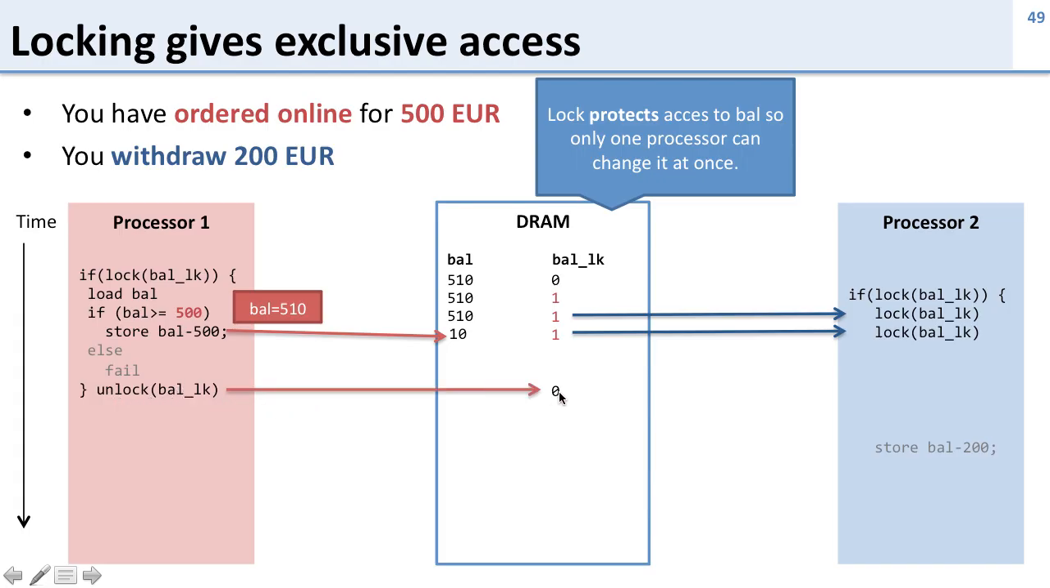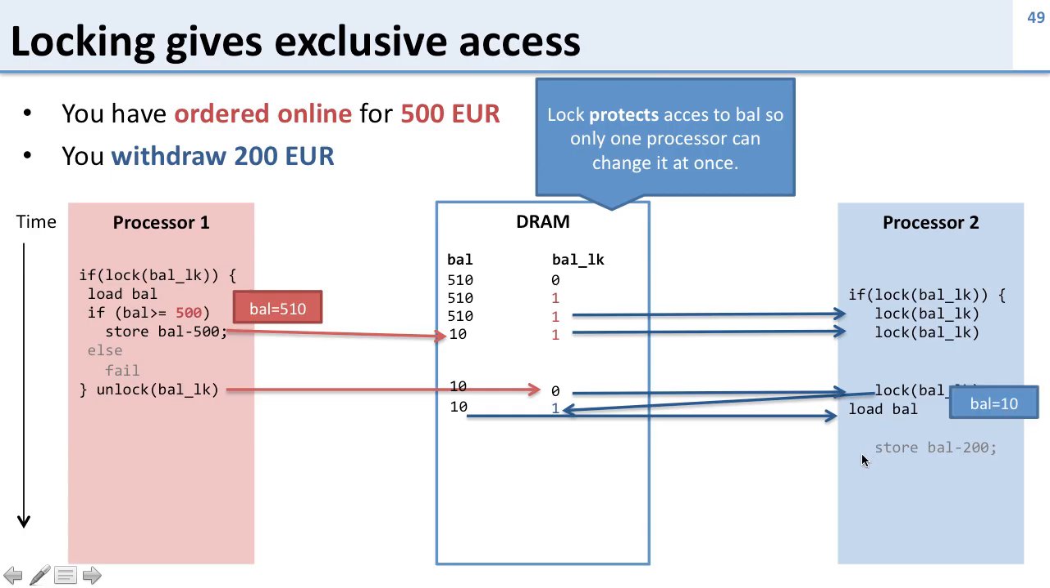Finally, processor 1 is going to go ahead and finish, and it's going to unlock the lock. When it unlocks the lock, it's going to write a 0 into the lock. We've still got 10 in the DRAM, and we've got a 0 in the lock. Now at this point, when processor 2 goes to see if it can access the lock, it's going to see this 0 and see that the lock is free, so it can go ahead and execute. Now it's going to take the lock by setting it to a 1, and now it can begin to execute. So it loads the balance, and it gets the balance, which is 10.